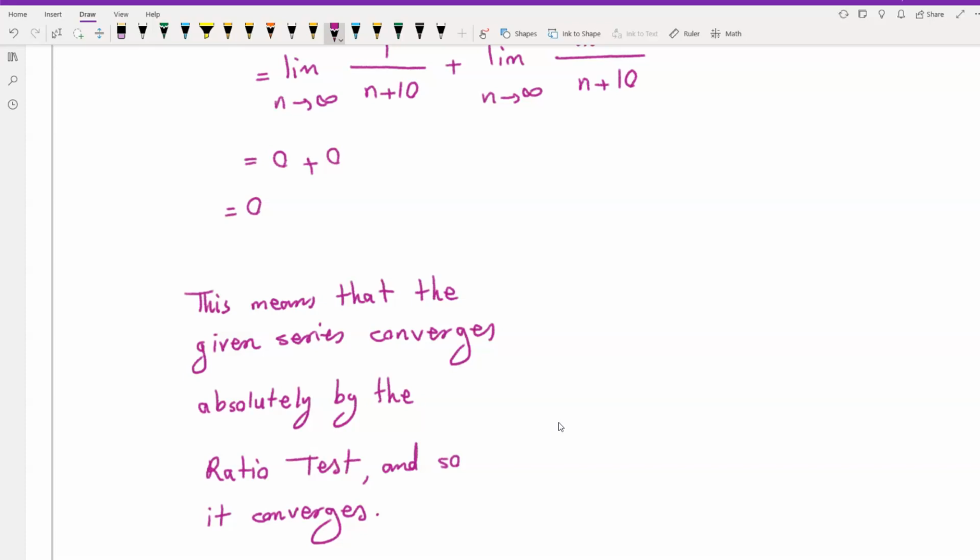Note that using the root test here for this example is not possible because for this series we don't have an exponent or roots, so we're not able to use the root test and simplify. So we have to use the ratio test.